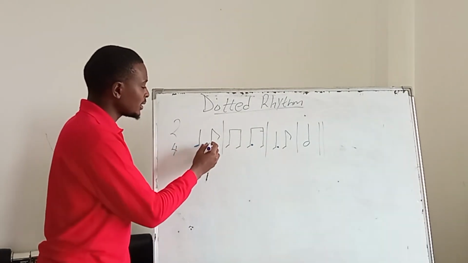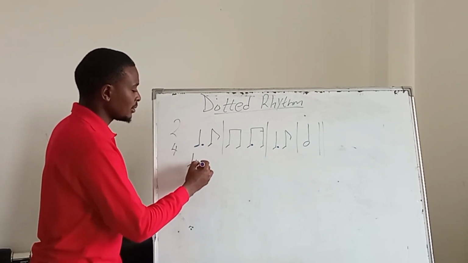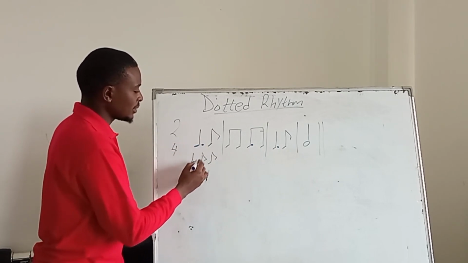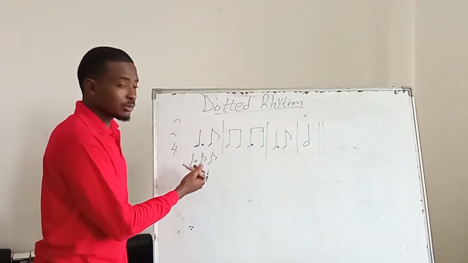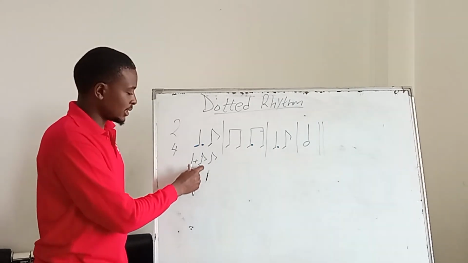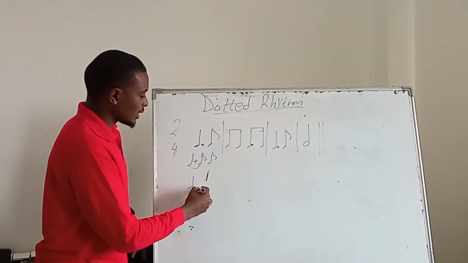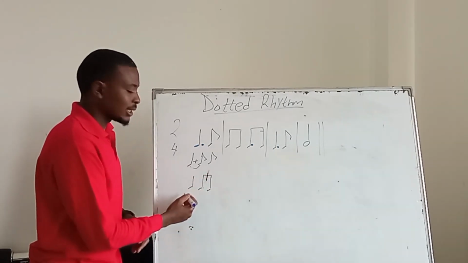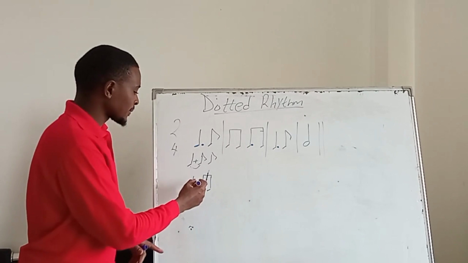To interpret the first one, just know that this should be a crochet plus a quaver, played together. The value of this note should take the time taken to clap from here to here. Normally, it would be written like this.